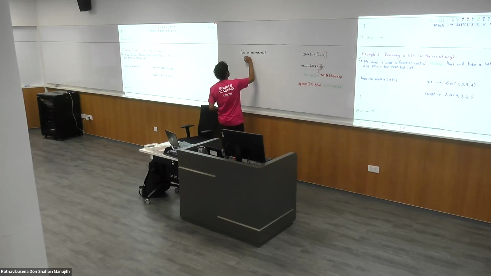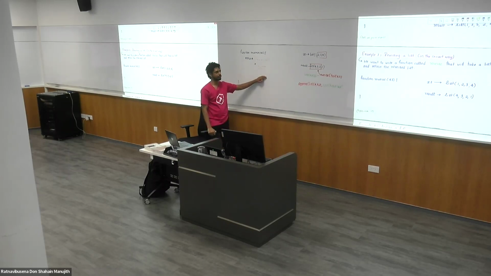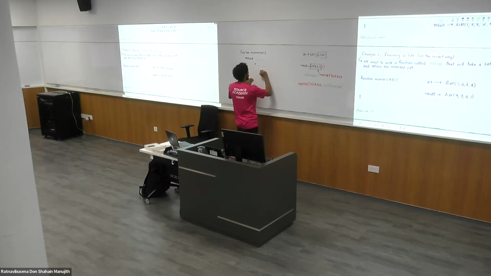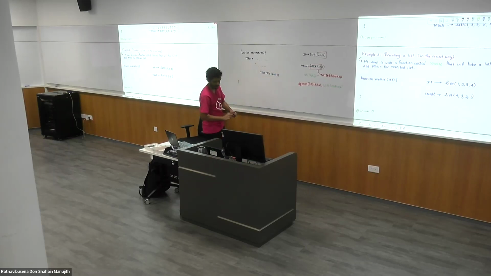So return something, then something happens. If not, then what? If not, what should I do? So I need to reduce the problem size by 1. I realized that I need to reverse the tail of excess, right? So I need to reverse the tail of excess. Okay, so this one is the wish, right? This one is the wish.